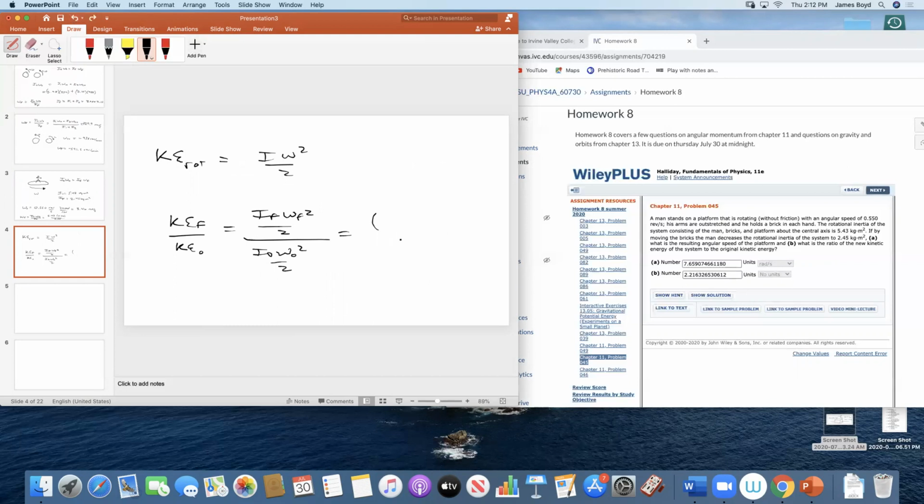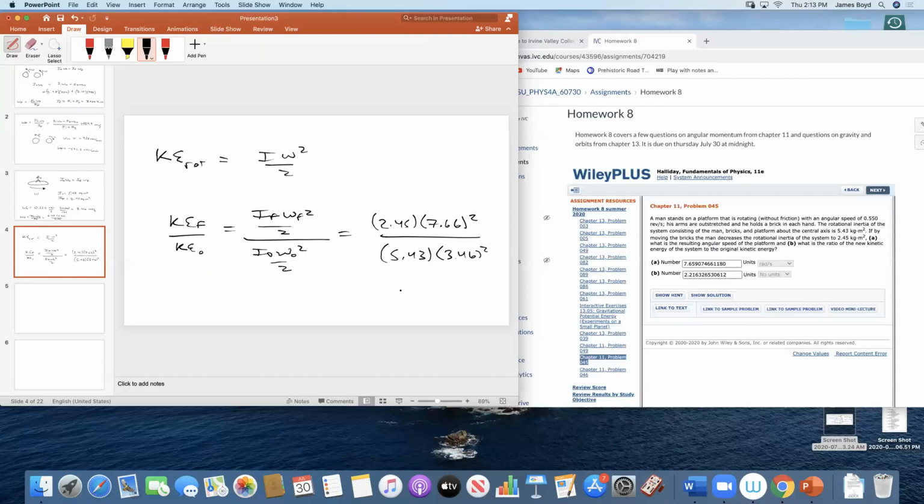So this would be 2.45 times 7.66 squared over 5.43 times 3.46 squared. And when you do that on your calculator, let's do it just to make sure: 2.45 times 7.66 times 7.66 divided by 5.43 times 3.46 times 3.46, and I get 2.21.